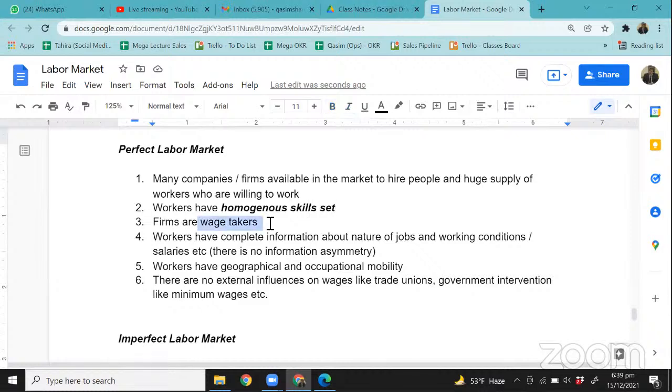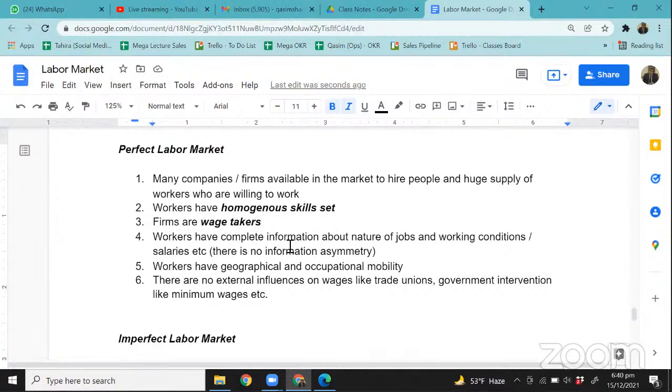So if you remember, we talked about this. In fact, I'll quickly show you the graph for the perfect labor market once again. So firms are wage takers. Whatever wage is prevailing in the market, that is the wage at which you need to hire your workers. You can't afford to pay them anything less, because otherwise they will switch the company, right? They'll switch and start working for some other company, right?